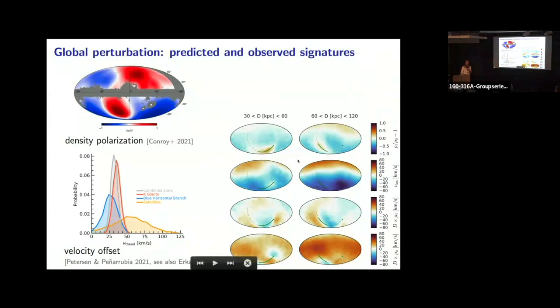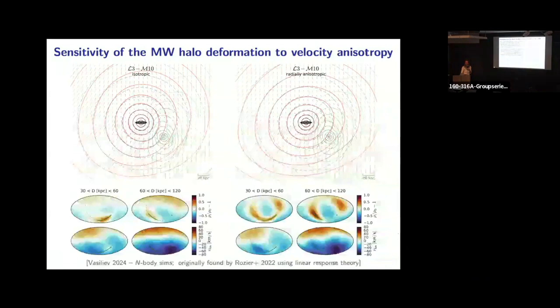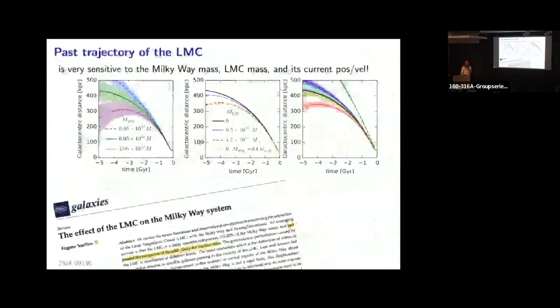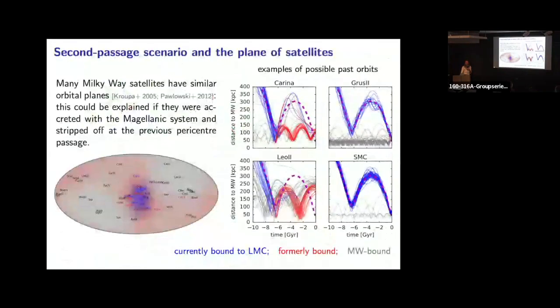I have a question. Yes. So in the second passage scenario, what happened with the SMC? Because I think they have a lot of pericenters around the LMC. Is there any observational signature that we should see? The SMC, in this case, happily orbits the LMC since back then in time.